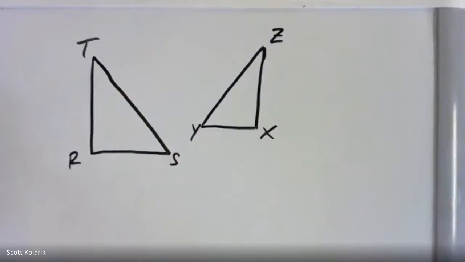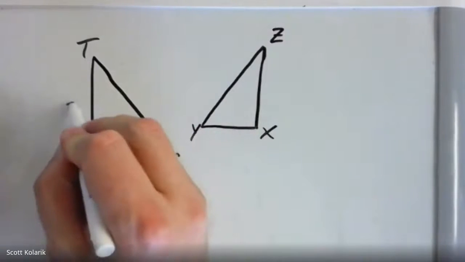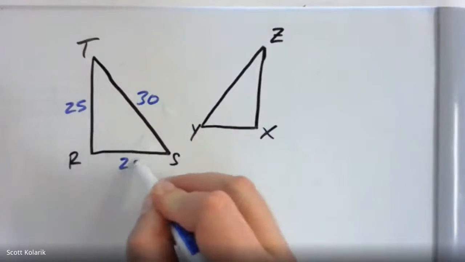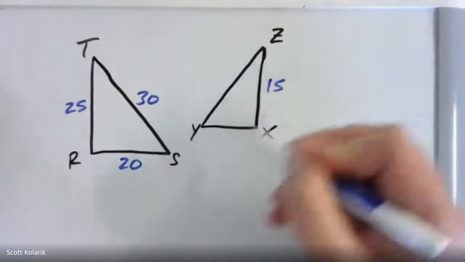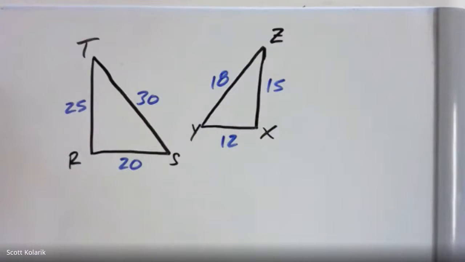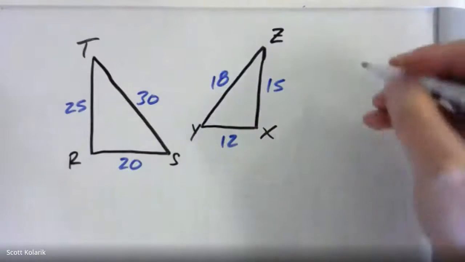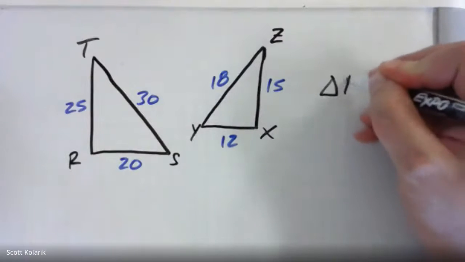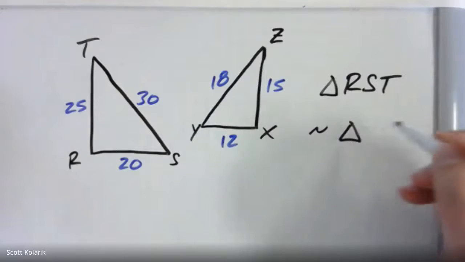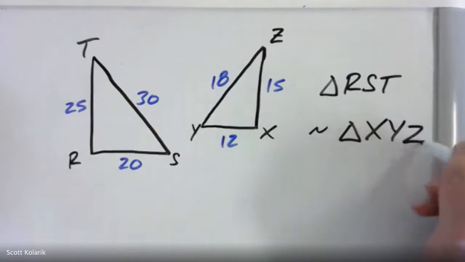But then we were given the rest of this information. We were told a bunch of side lengths, and we were told that this side here was 25 units long, this one was 30, and this one was 20, and then we're told this one was 15, this one was 12, and this one was 18. And on your assignment, on a chapter test for the type of problem that you'll see here, this is what you would pretty much be given. But then we were also told this. I'll write it up here. Triangle RST is similar to triangle XYZ.